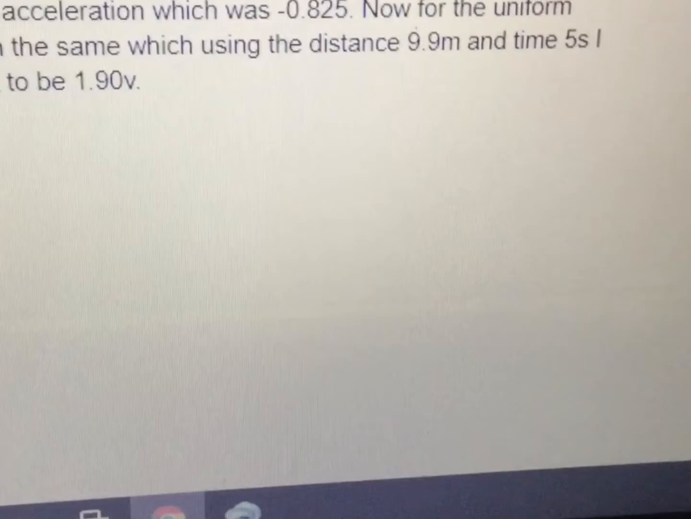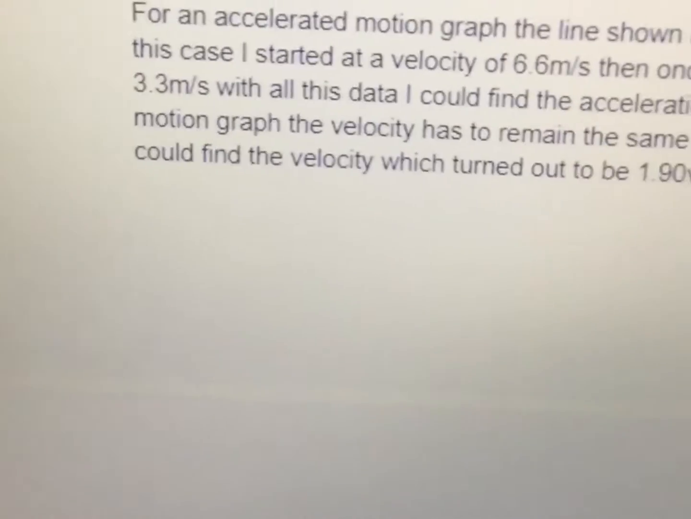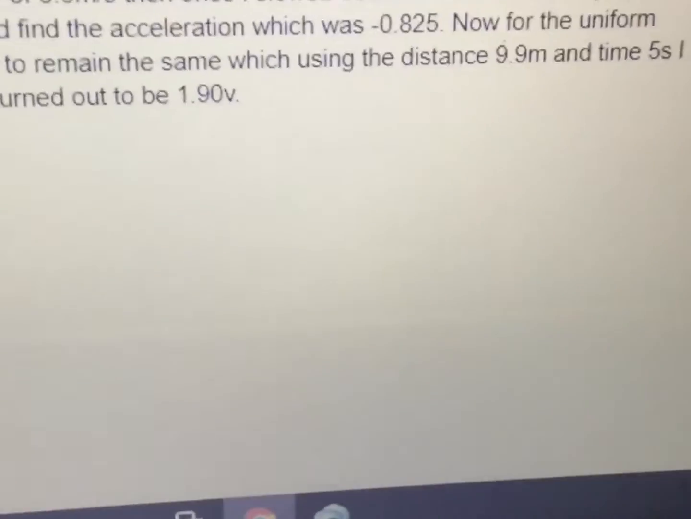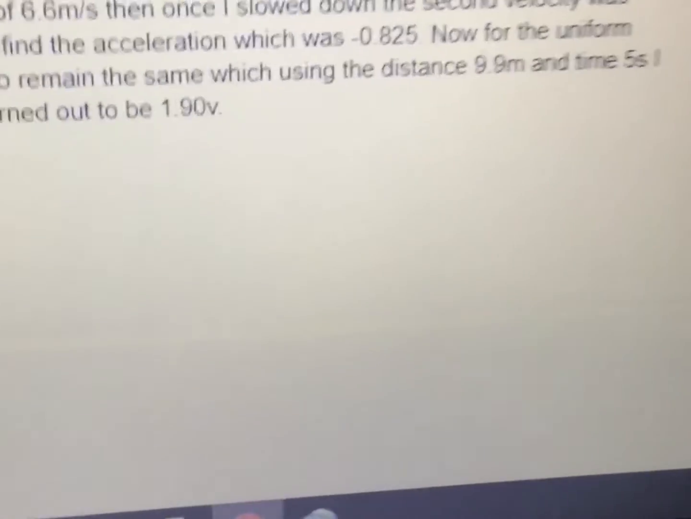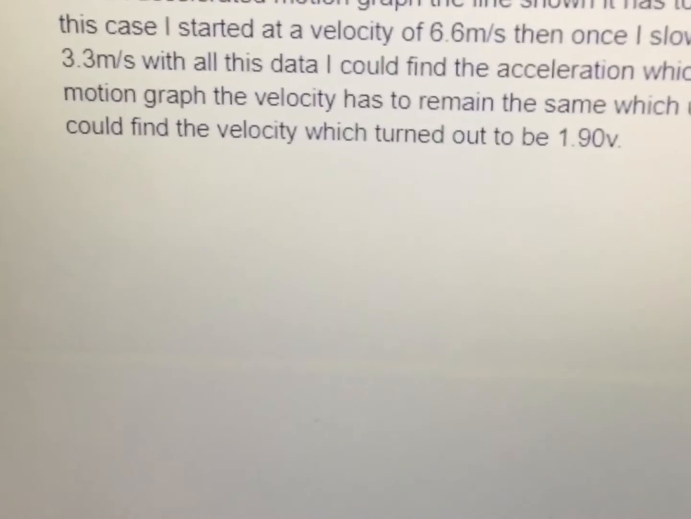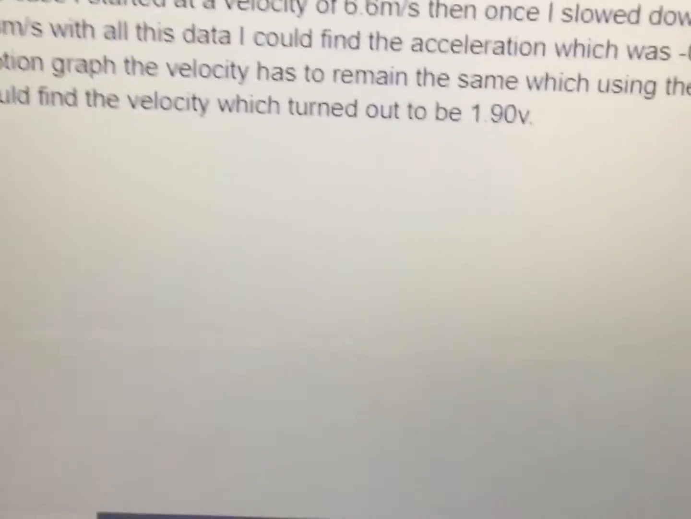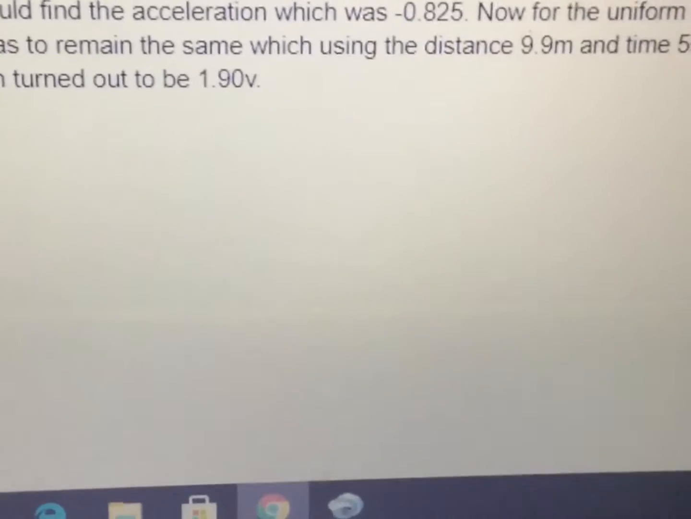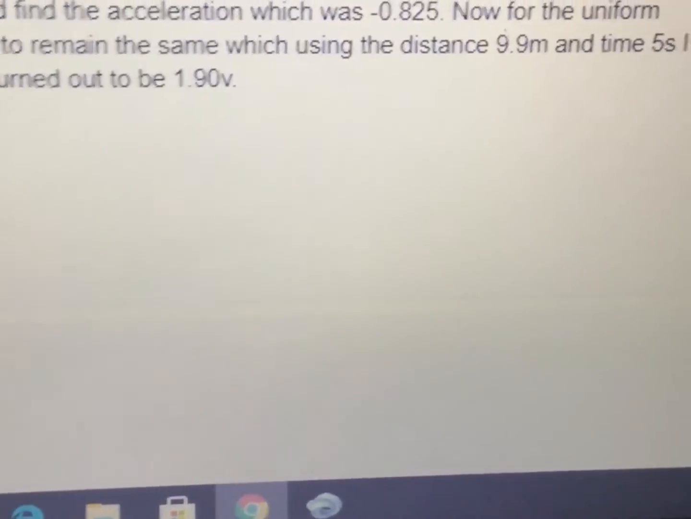Okay, so for an accelerated motion graph, the line shown either has to speed up or slow down. In this case, I started at a velocity of 6.6 meters per second, and I slowed down. The second velocity turned out to be 3.3 meters per second. With all this data, I could find the acceleration, which was negative 0.825.